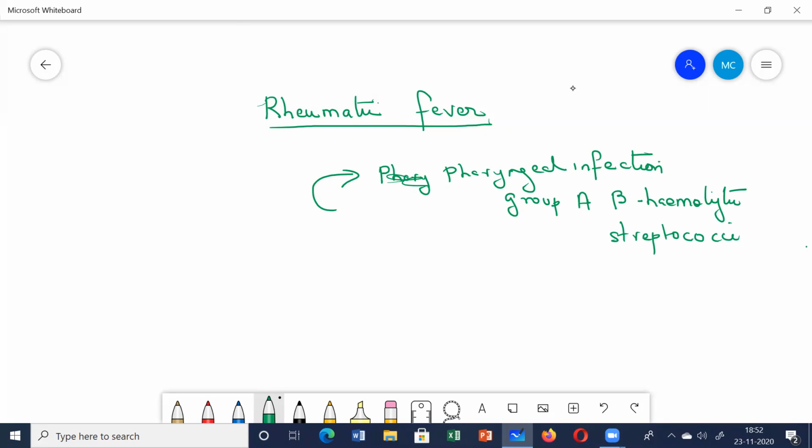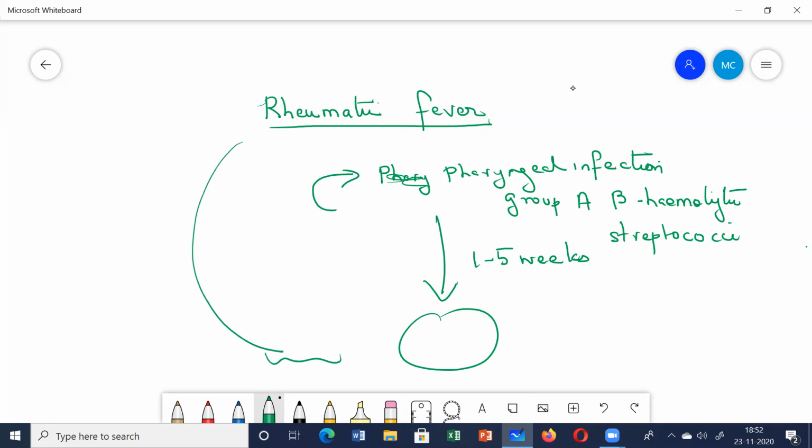But rheumatic fever, when the patient develops it around 1 to 5 weeks after the pharyngeal infection, is not due to any infectious cause. It is an immunological damage which is occurring to the heart valves and joints and subcutaneous tissues. Now you might think, how is this happening? First there was the infection, and then there is an immunological damage, and rheumatic fever is occurring because of this immunological damage to the different organs in our body.